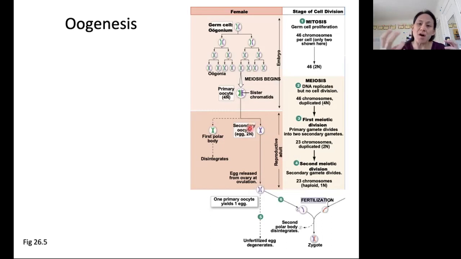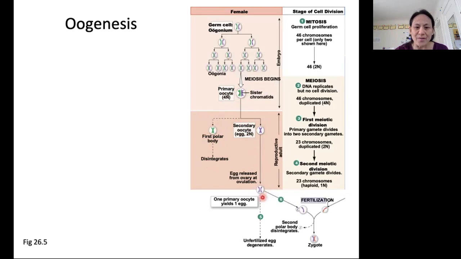That's going to be the daughter cell that gets most of the resources from the parent cell. Okay. And then we get this other very small cell from that division, which we call a polar body. And that polar body is just going to disintegrate. Okay. So after that first division, we have our secondary oocyte.